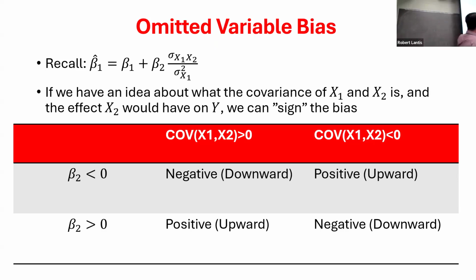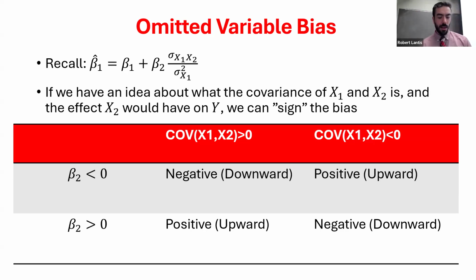There we go, right? Maybe that beta 2 could be positive or negative, and then the covariance between the variable you left out and the variable you included could be positive or negative. And we can actually put a sign to the bias that we would see by leaving out what we call an important omitted variable. So we'll pick back up on this. Just want to get it introduced today.